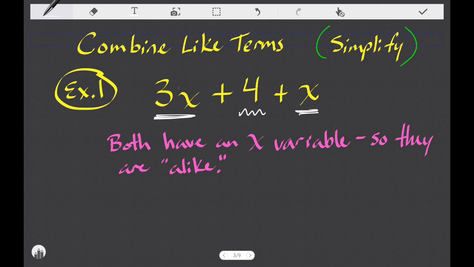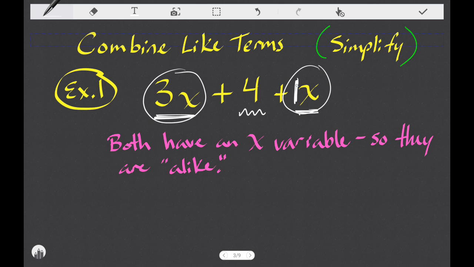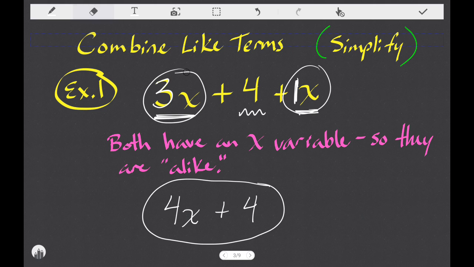Well, here we have 3x over here on this side, and here we have plus x. Now remember, the coefficient in front of a variable is 1. So in other words, I have 3 and I have 1. So we're going to go ahead and add those together, and that's going to give us 4x. And then we just have to copy down the constant 4. This is simplified. This is a shorter math problem than what we started with. Okay? So that's the idea, is we want to make it simpler. Okay? So 3x plus 4 plus x.